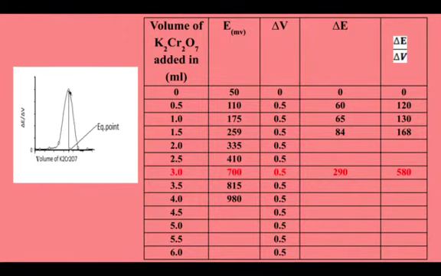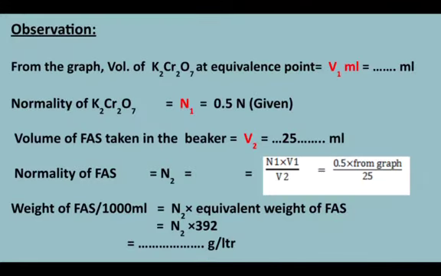That is, you can see that there is a sharp increase in the delta E by delta V value, and the volume of K2Cr2O7 corresponding to this peak value will be the volume of K2Cr2O7 that is required for the equivalence point. Now, from the graph, the volume of K2Cr2O7 at the equivalence point can be obtained.